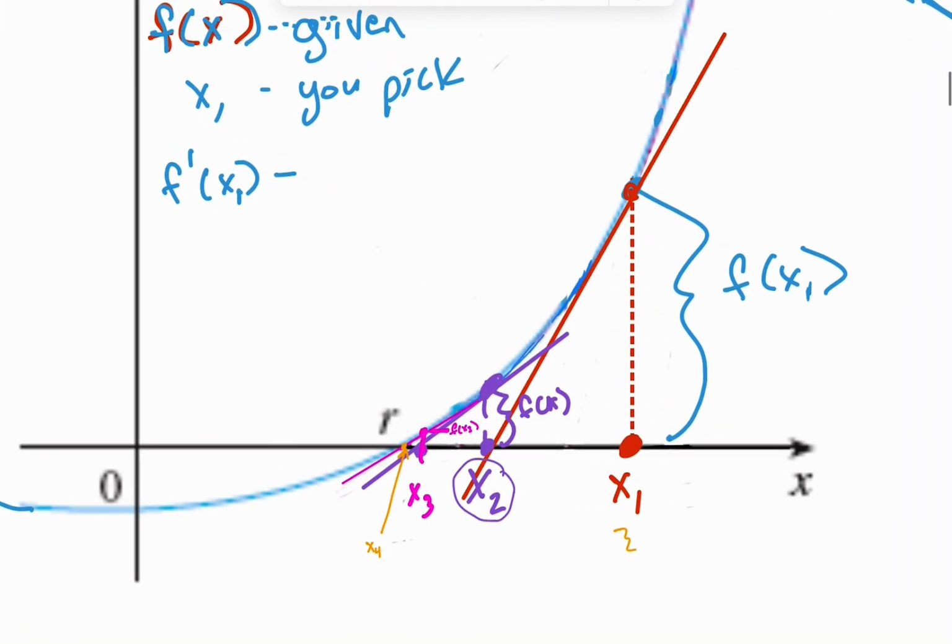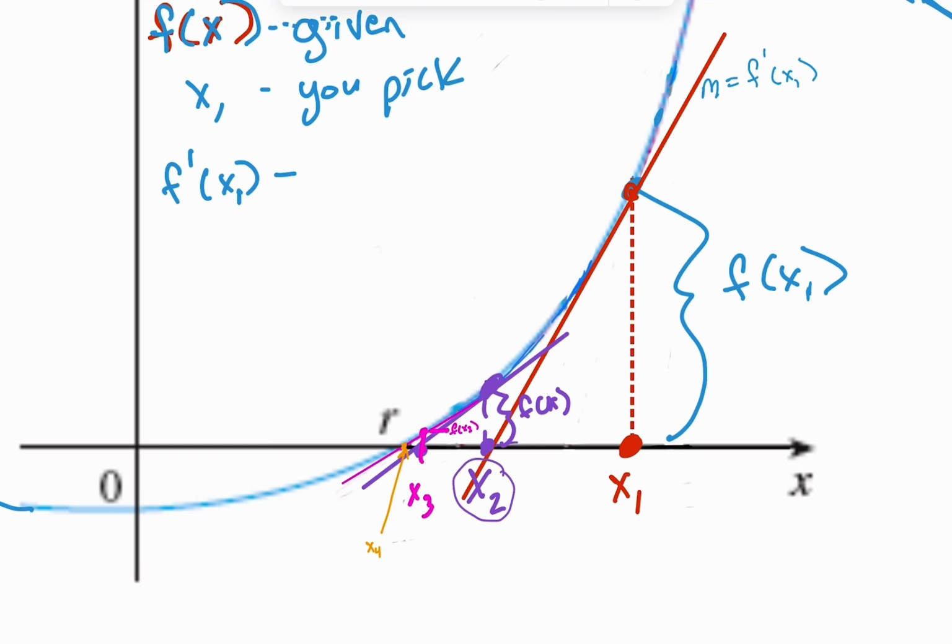So let's look at just x1 and x2 first. First, we know what x1 is. We have that. We picked that number. We know f of x. We know the derivative of f of x. But how do we find x2?